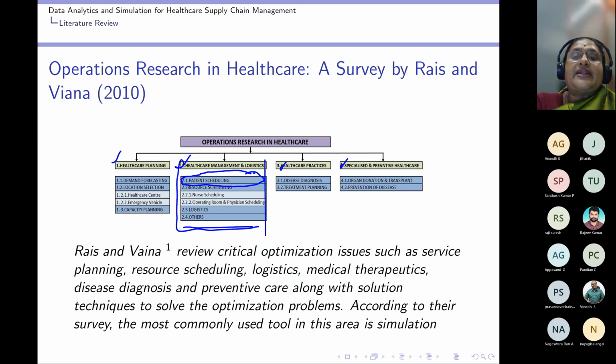Another thing that they identified in this paper was that a commonly used tool is simulation. So this actually sets the mood for this entire workshop, which is data analytics and simulation for healthcare supply chain management. Even without looking at healthcare supply chain management, if you just look at healthcare delivery, healthcare management and logistics, this paper has said that simulation is one of the most commonly used tools.